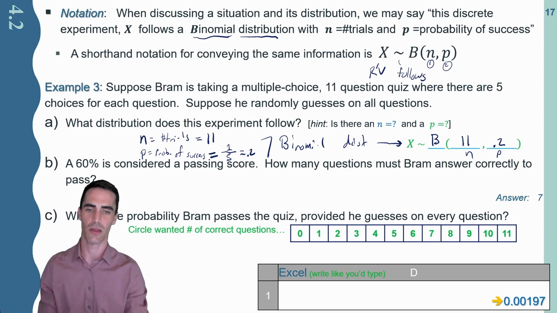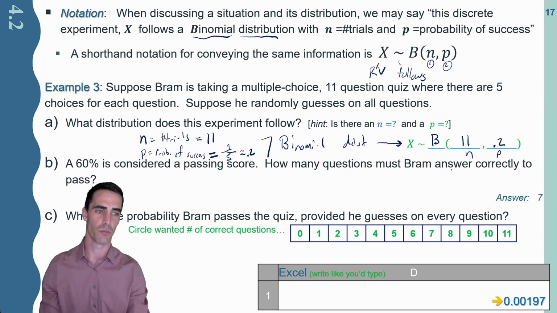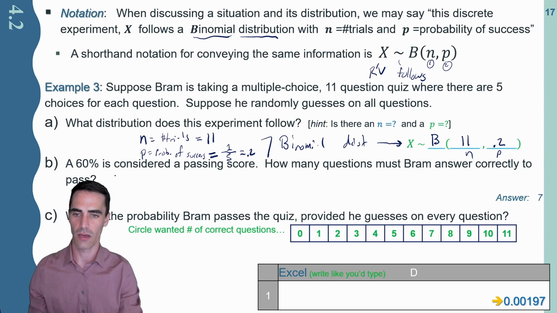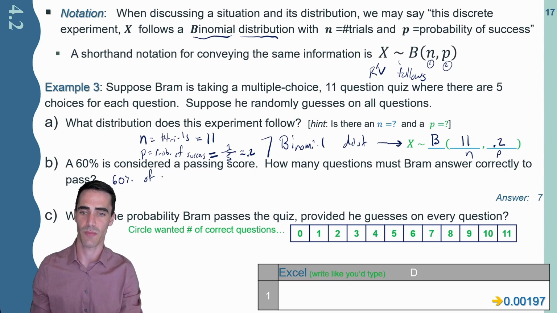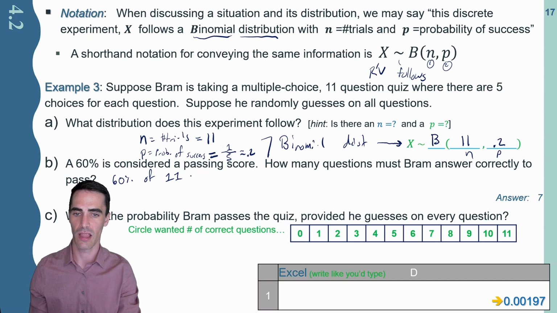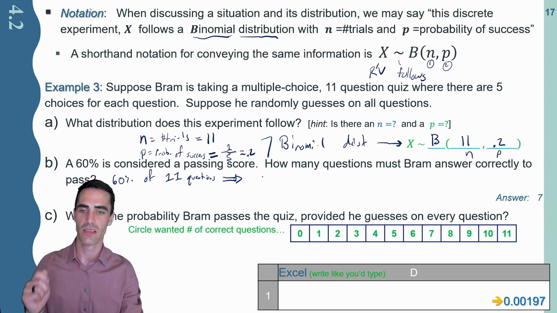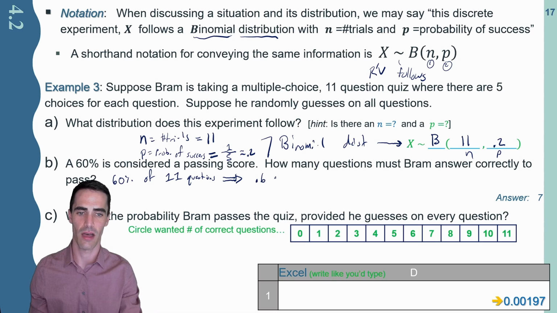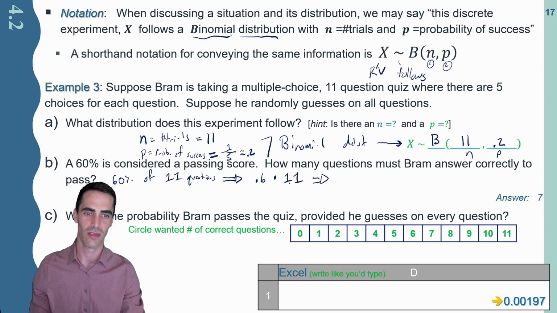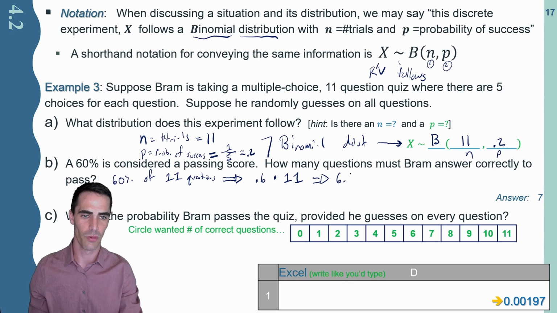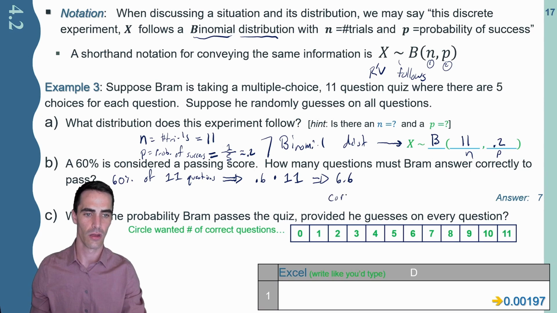A 60% is considered a passing score. How many questions must Bram answer correctly to pass? Well, I know that 60% of the entire test is passing. So I need 60% of the 11 questions is how we would write this. I need to get this many questions correct. I can write 60% as 0.6 of, meaning multiply, times 11. And this will give me the number of questions I need to answer correct. If you multiply 0.6 times 11, you'll get 6.6 is how many questions we need to get correct.